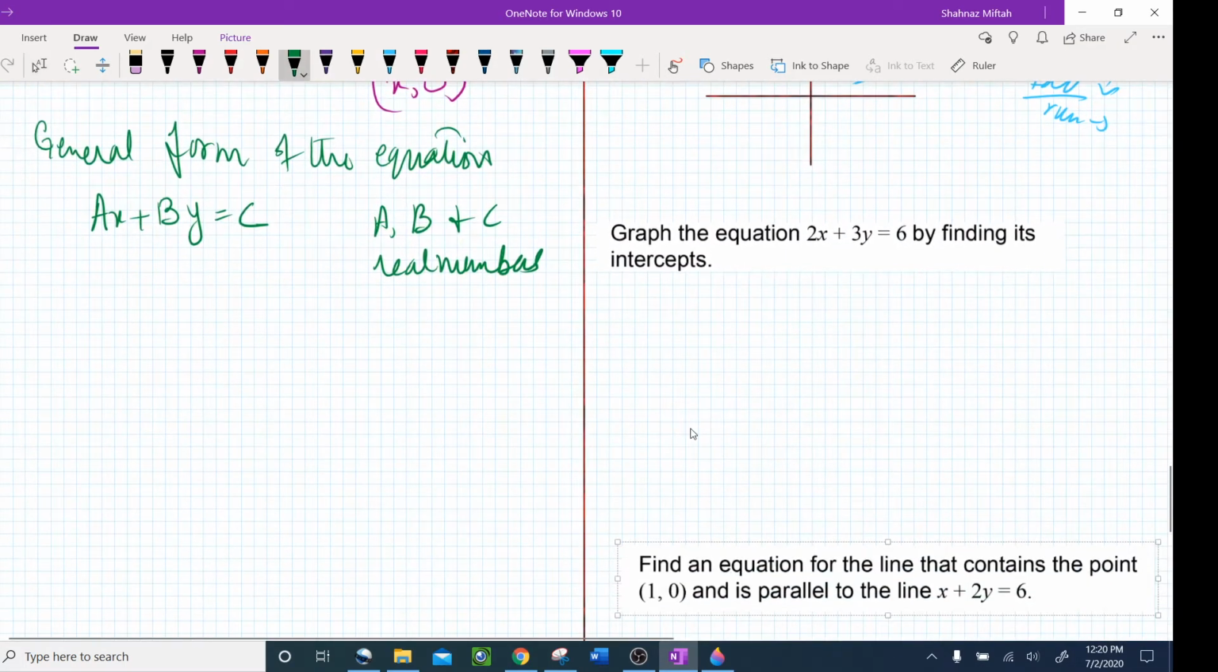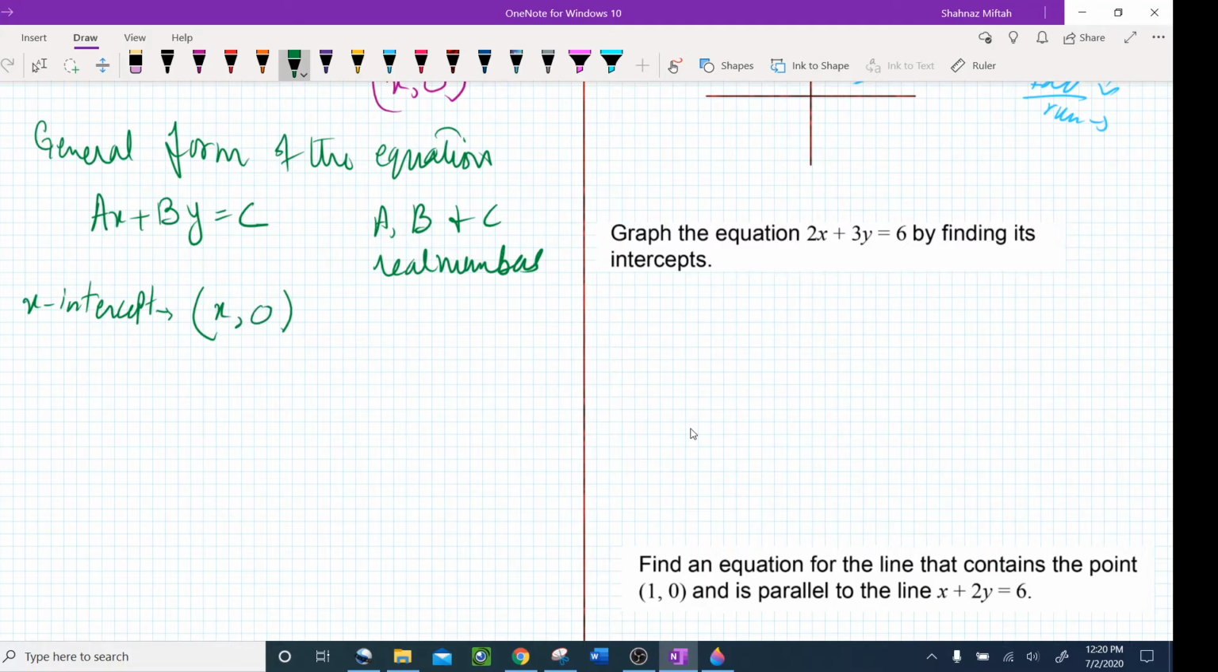So let me do it one more time. X-intercept means, always draw ordered pairs when they talk about x-intercept and y-intercept. The way I'm doing it right now, this is the x-intercept, which means y is always 0. X could be some number, but y is 0. Y-intercept means x is always 0 and y is a real number. Okay, so I drew these 2 of those.